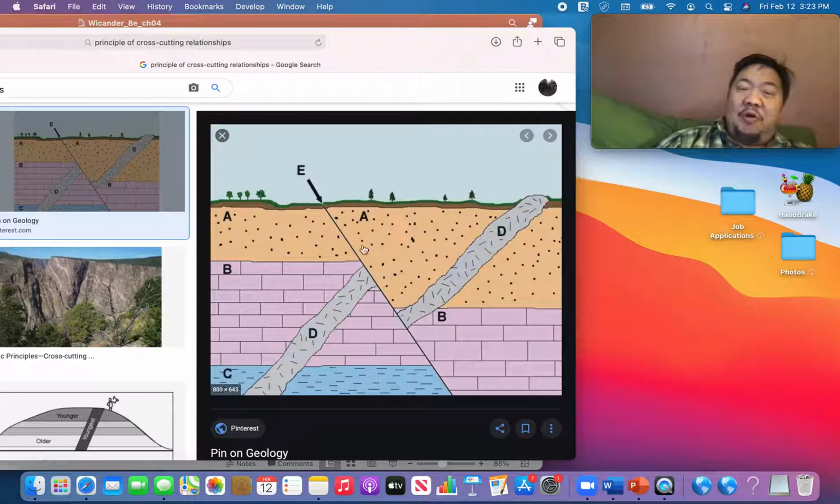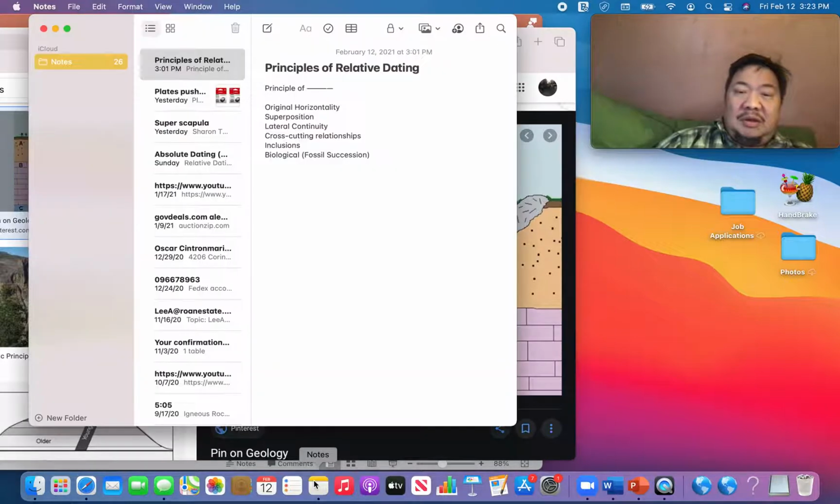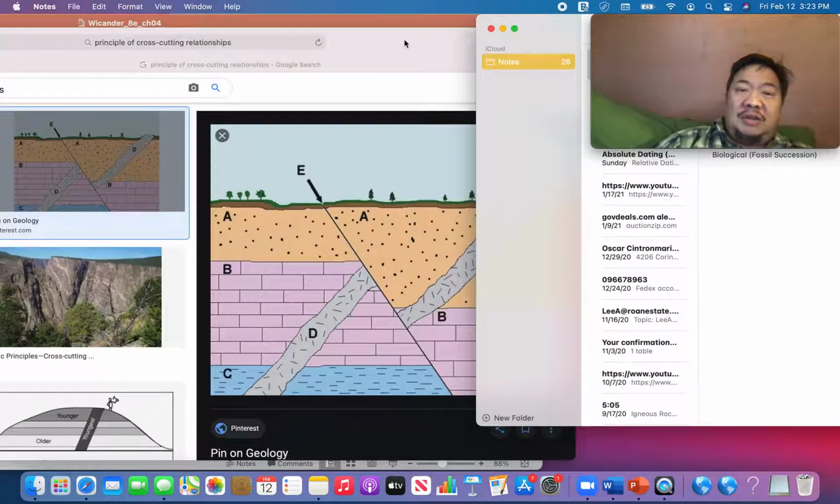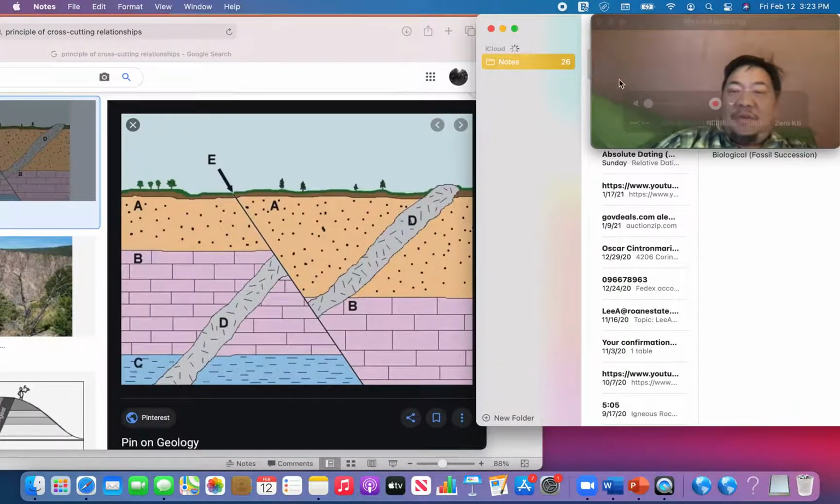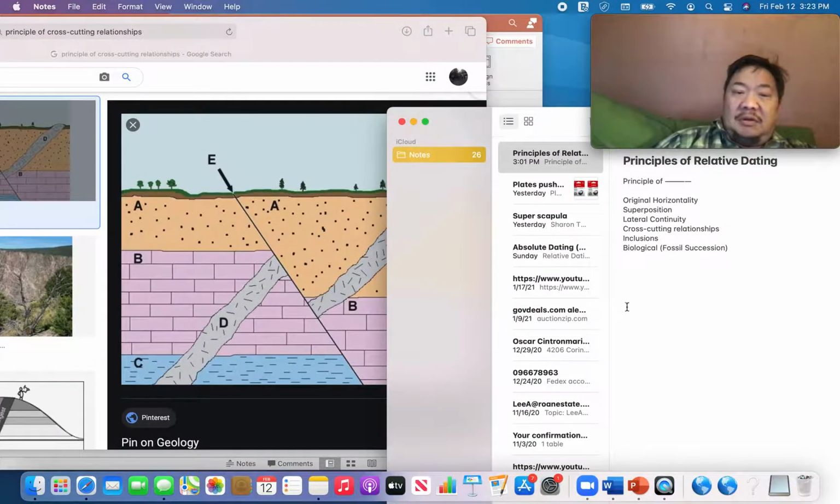Is the fault older or younger than the dike? Well, the fault cuts the dike. So the dike had to be there in the first place in order to be cut by the fault. Right? So, I'm going to get you started here. Let's do the historical geology, the relative dating of this area. What happened first? You tell me what happened first.